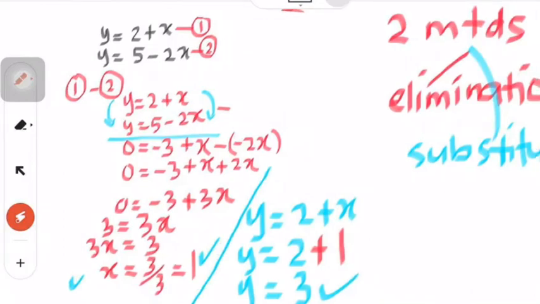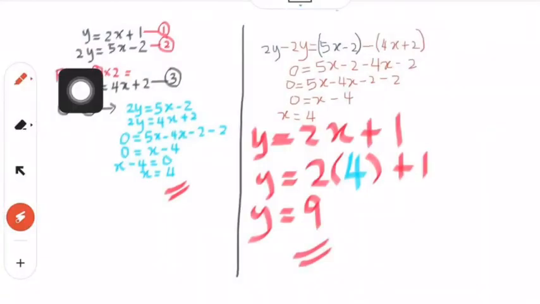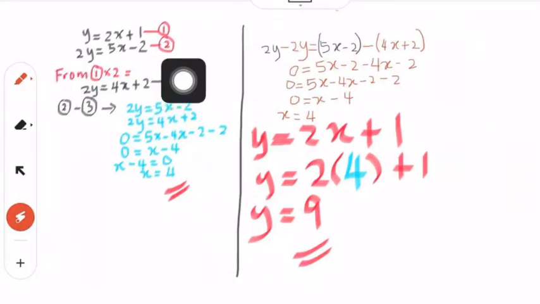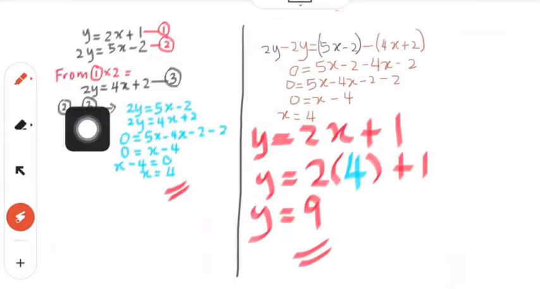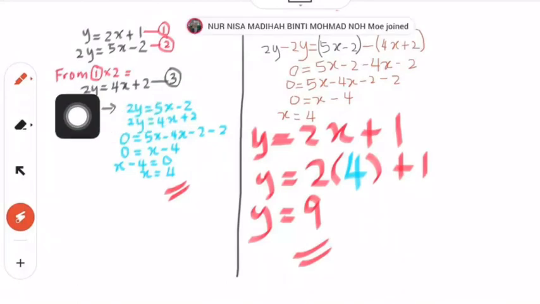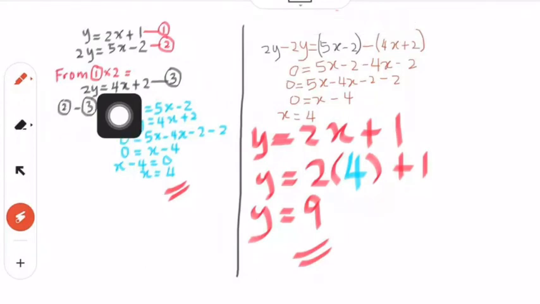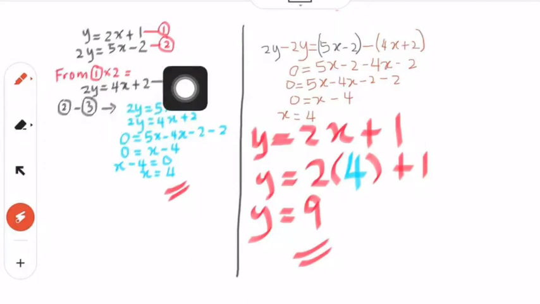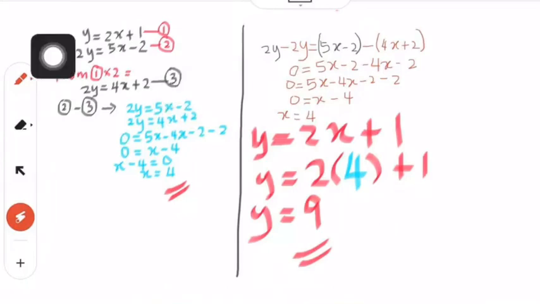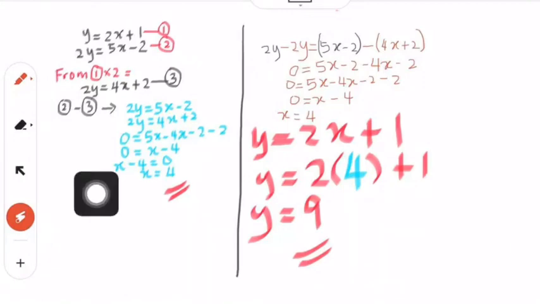In example number 2, proses yang pertama ni, cikgu darab ni, yang ni belum lagi eliminate. Ini baru nak tukar bentuk. 2y ni, you darab 2 ni kan. Equation 1 you multiply 2. Yang ni belum eliminate lagi. Ni baru nak bagi variable dia sama. Nak bagi sama coefficient tu. Bila sama baru boleh tolak ataupun tambah. Okay Zati?